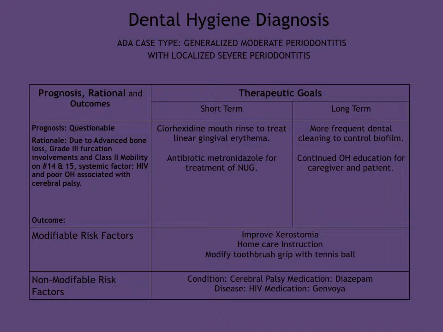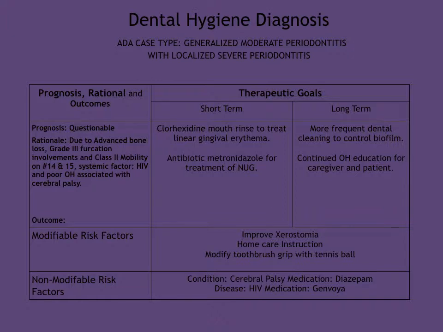Dental hygiene diagnosis, ADA case type, generalized moderate periodontitis with localized severe periodontitis. Prognosis is questionable due to advanced bone loss, grade 3 furcation involvements, and class 2 mobility on 14 and 15, systemic factor HIV, and poor oral hygiene associated with cerebral palsy.